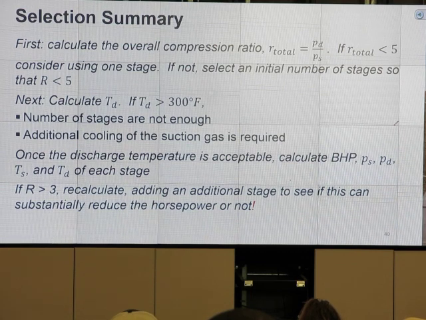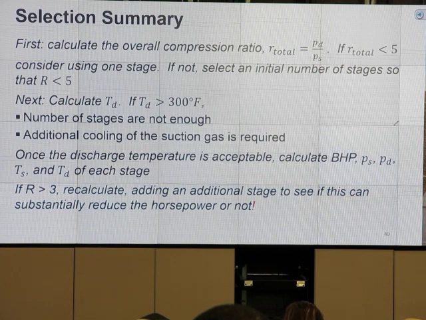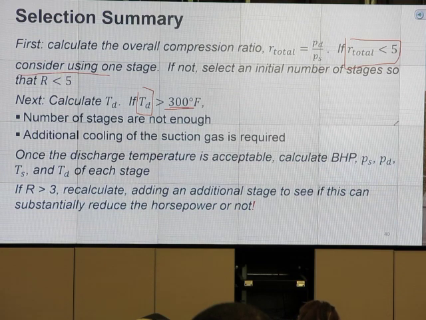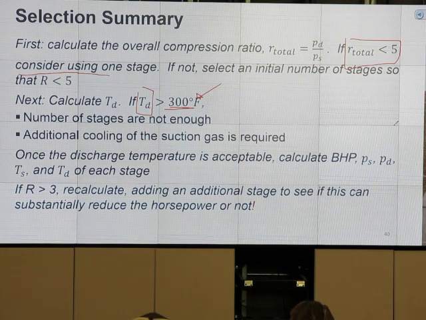Okay. Summary. Compression ratio should be less than 5, preferably from 4 to 5. If the total compression ratio is too much, we may need to add more steps to reduce the compression ratio. And discharge temperature should not be more than 300 Fahrenheit. If the discharge temperature is too high, this means we don't have enough number of stages. We may need additional cooling or something.